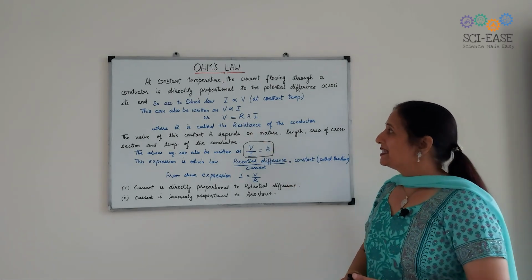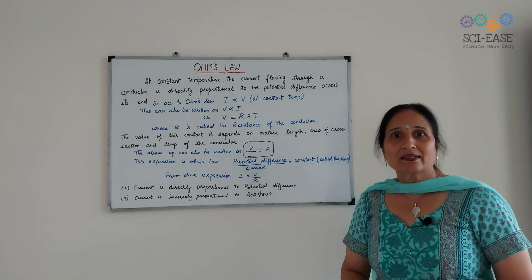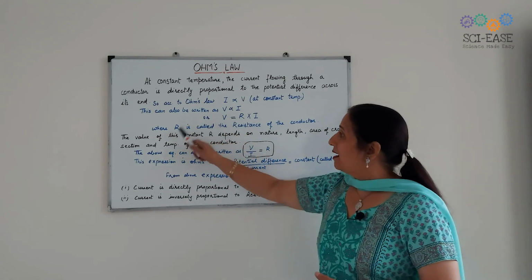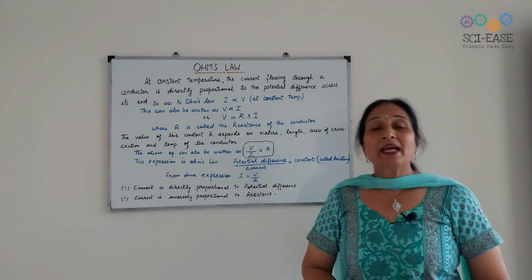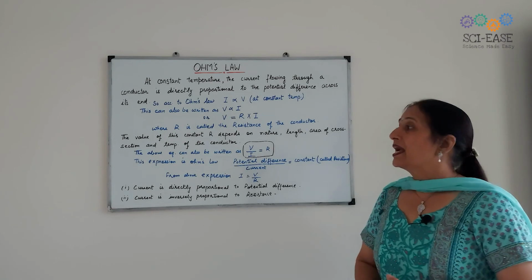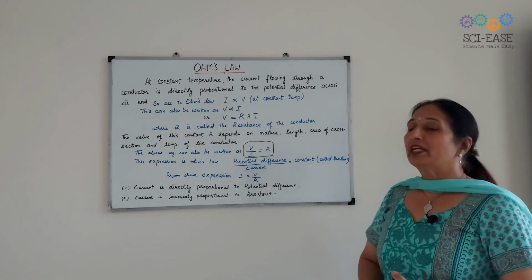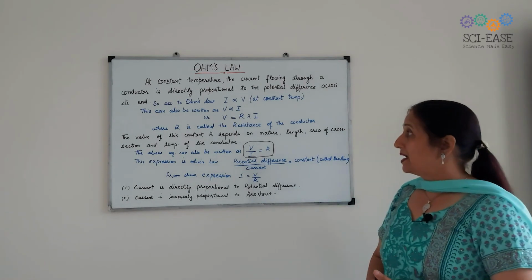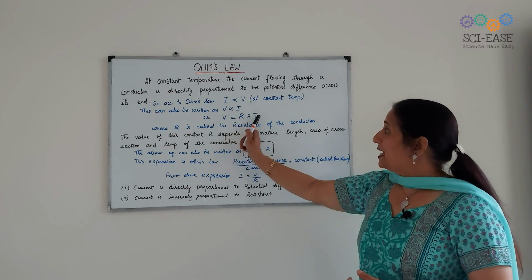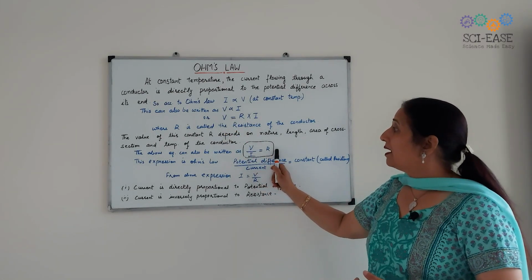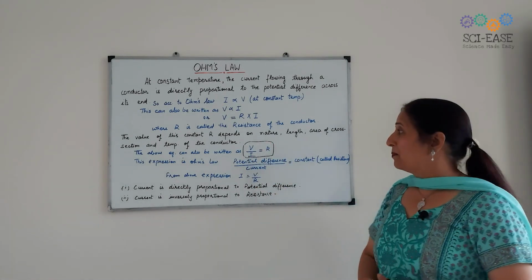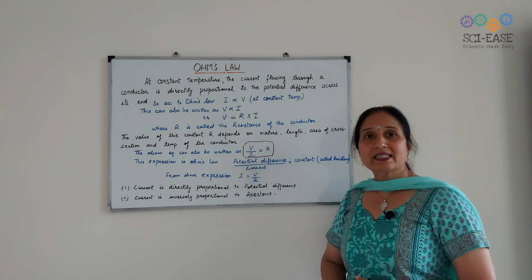What is this R known as? It is the resistance of the conductor, which is always constant. So, the value of this R, which is constant, depends upon the nature, length, area of cross-section, and the temperature of the conductor. The above equation can also be written like this: V over I is equal to R. So this expression is the expression for Ohm's law. Mark it that this is V over I is equal to R.